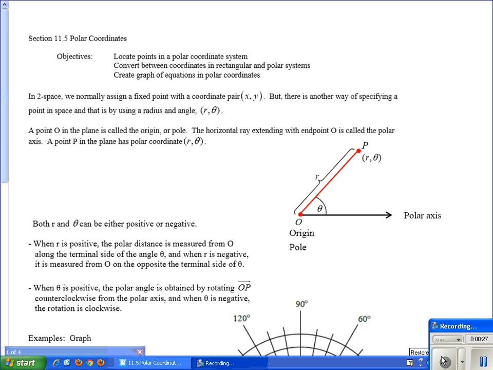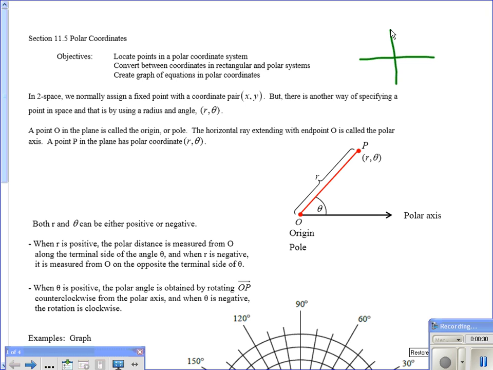Now, for these points in a rectangular coordinate system, we would normally go over x units and then up y units. So let's say that this distance is your x, and this distance from here to here is your y, and that gives you the point x comma y. Now when we're working with polar coordinates, instead of this distance x and y, we're going to represent it by the angle measurement theta and this distance r.